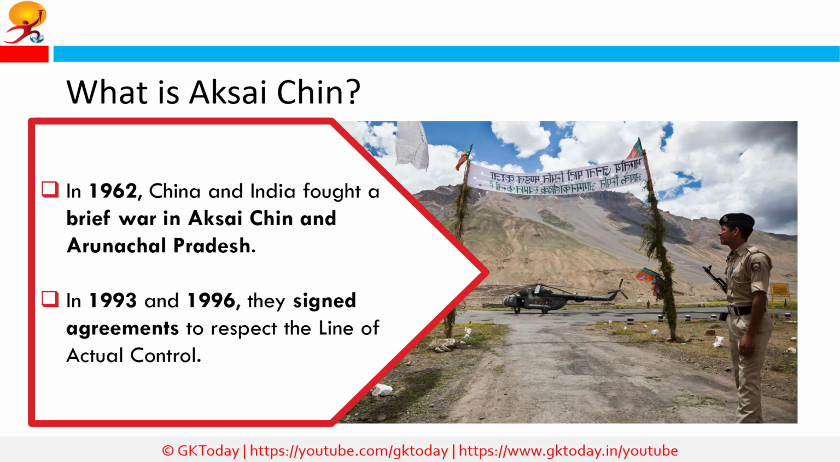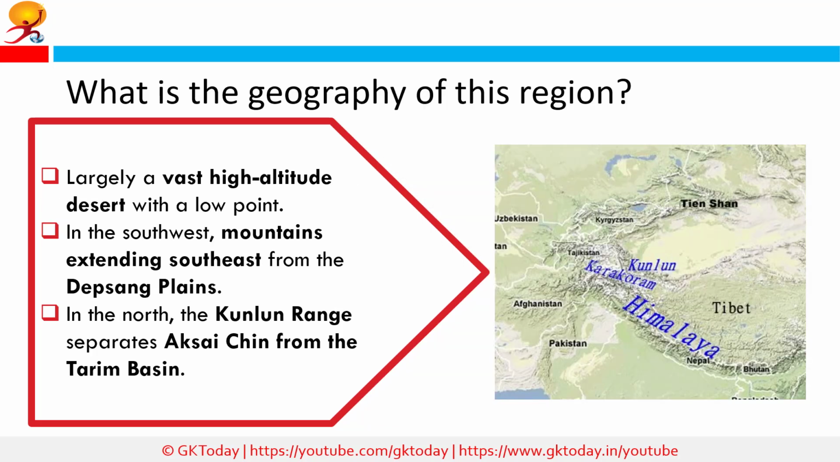In 1962, China and India fought a brief war in Aksai Chin and Arunachal Pradesh, but in 1993 and 1996, the two countries signed agreements to respect the line of actual control. So what is the geography of this region?